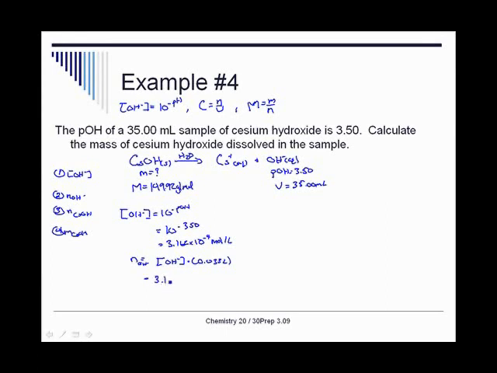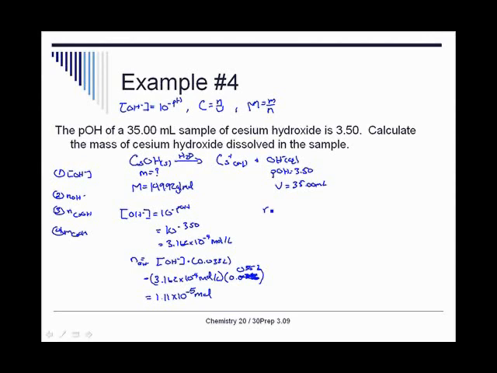So 3.162 times 10 to the negative 4 moles per liter times 0.035 liters. And we get 1.11 times 10 to the negative 5 moles.